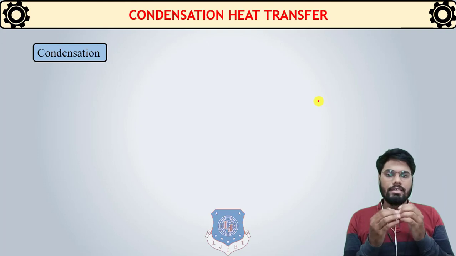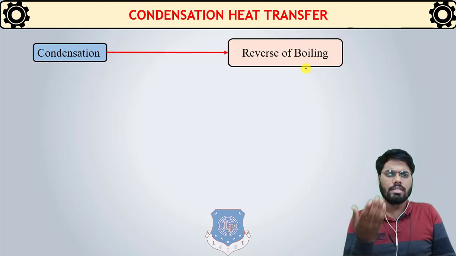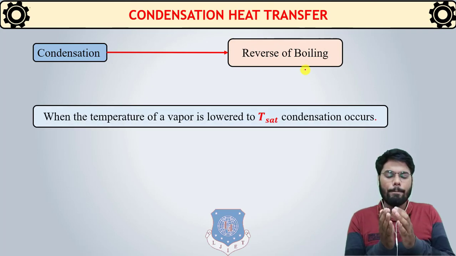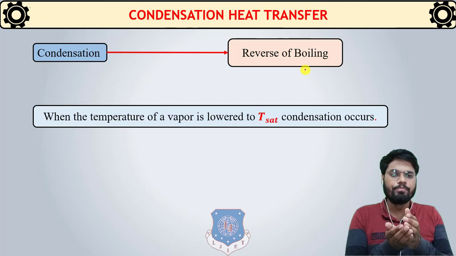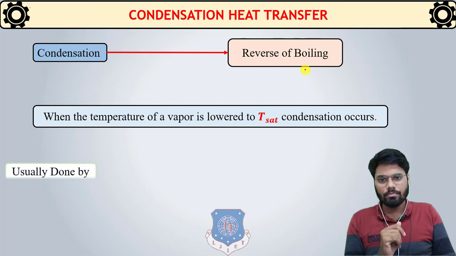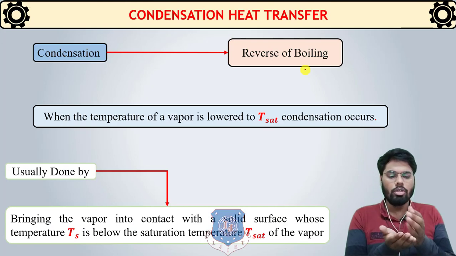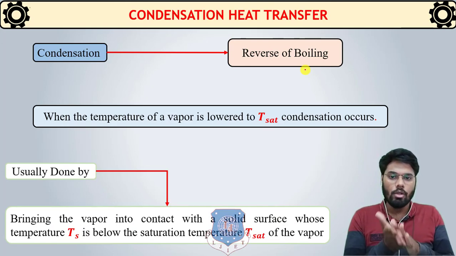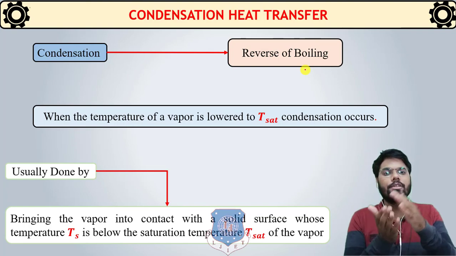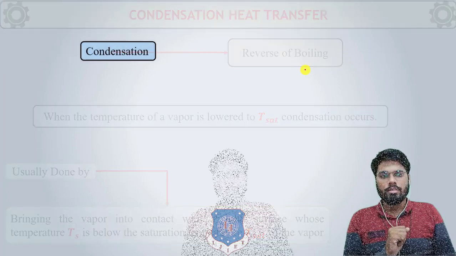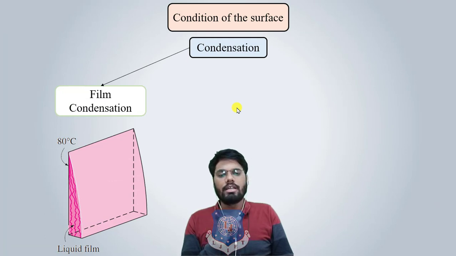Now it's time to learn condensation. Condensation is just the reversal of boiling, in which when the temperature of the vapor is lowered to the saturation temperature, condensation starts. Usually it is done by bringing the vapor into contact with a solid surface, whose surface temperature Ts is below the saturation temperature of the vapor. So there are different conditions for condensation.